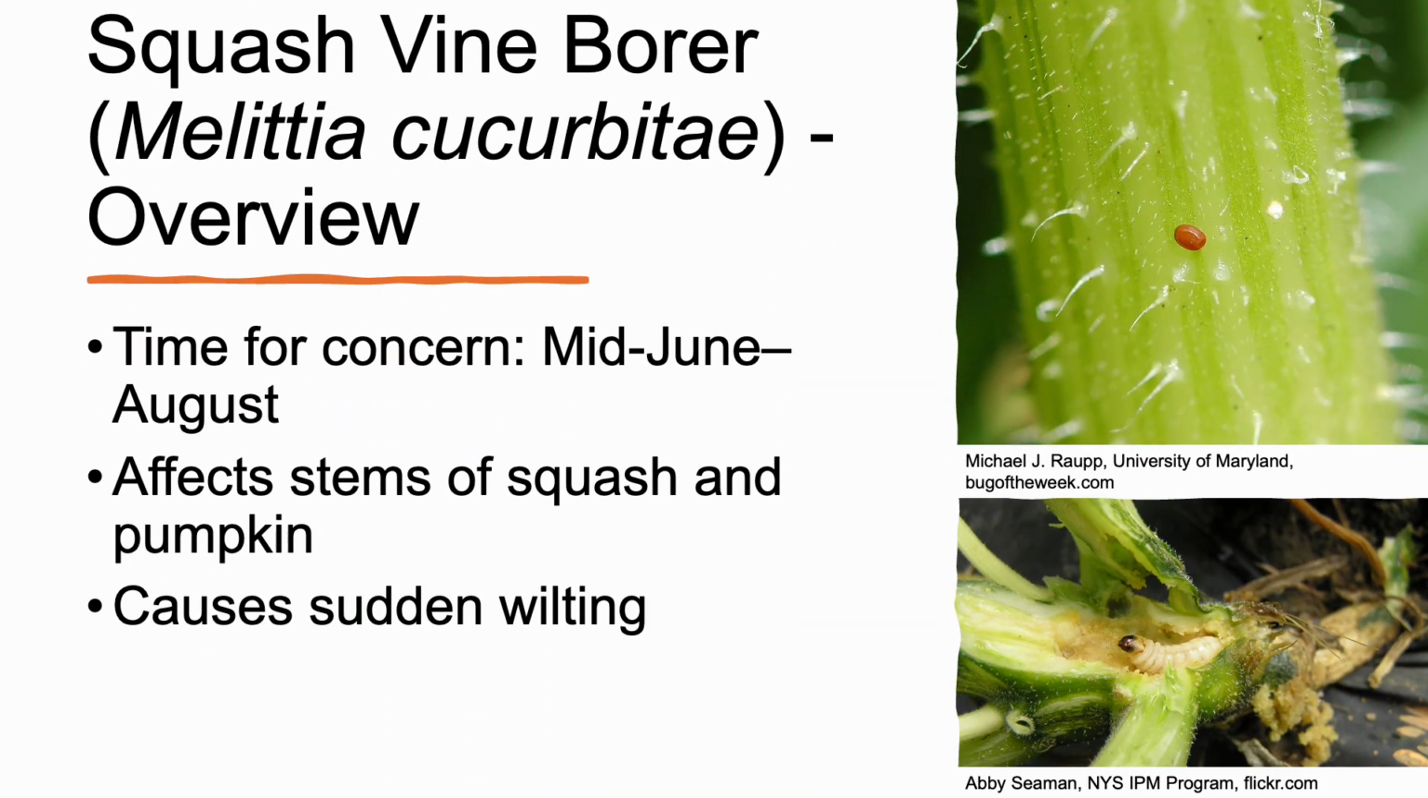The last pest is the squash vine borer, a pest that can cause sudden and dramatic plant collapse. Squash vine borer is mainly a problem from mid-June through August. It targets the stems of squash and pumpkin plants. One of the first signs of infestation is sudden wilting, even when plants have adequate moisture. The top image shows an egg of squash vine borer, whereas the bottom image shows a larva of squash vine borer inside of a vine.